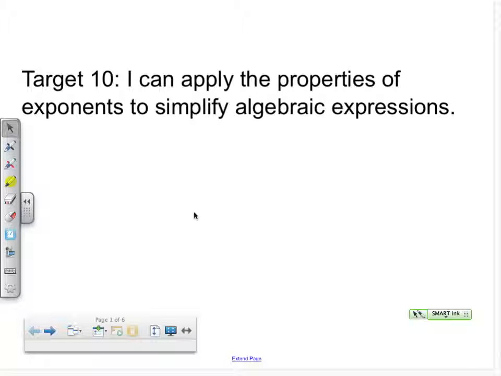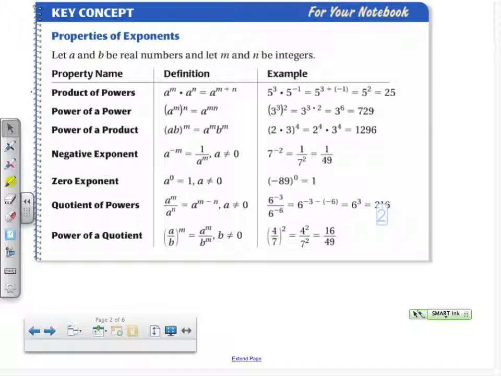Algebra 2, target 10. I can apply the properties of exponents to simplify algebraic expressions. Now, in previous courses, you have seen properties of exponents. We're going to kind of review those and simplify some stuff. These are the properties you've worked with.